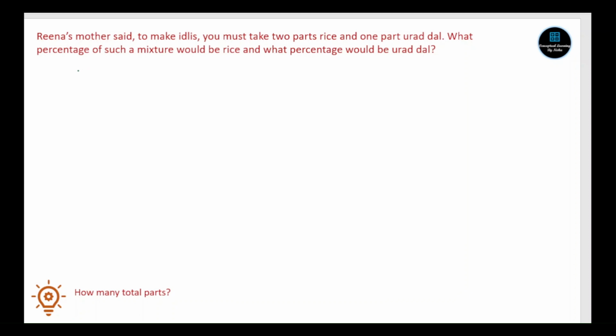Okay. So one last question for today's session. Let me take this quickly. So Reena's mother said to make idlis, you must take 2 parts rice and 1 part urad dal. Okay. And you have to find the percentage of this mixture of rice and urad dal. So total parts how many? Total parts are 2 plus 1, which is 3.